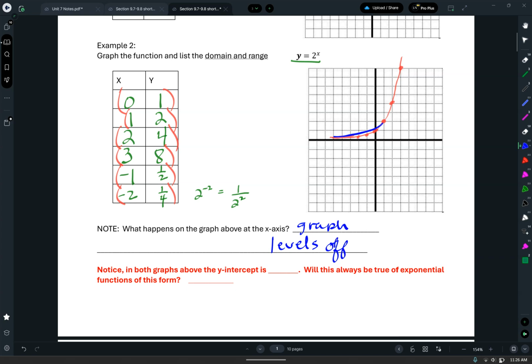Now, you may remember from a while back, what does it mean when the graph levels off? Isn't that saying that there's a horizontal asymptote? We'll develop that a little bit more in a minute.